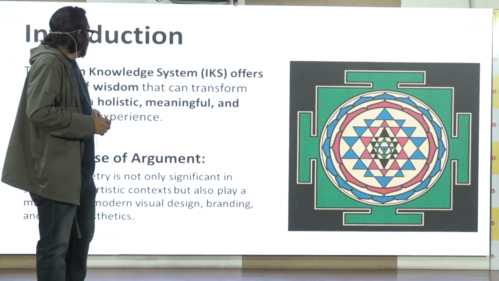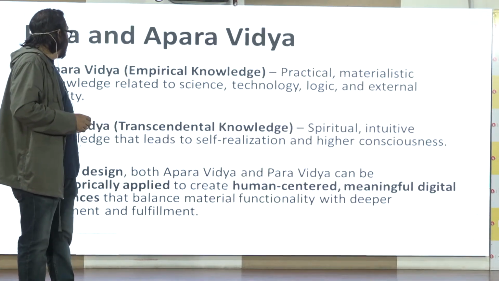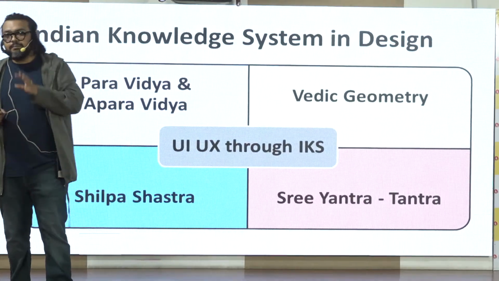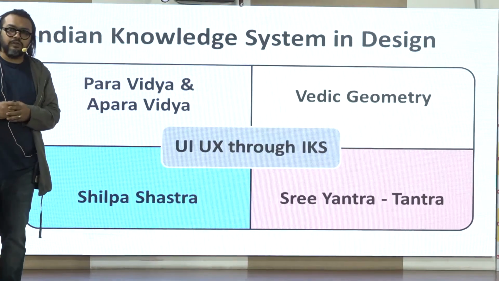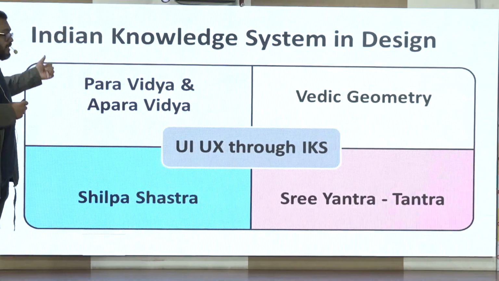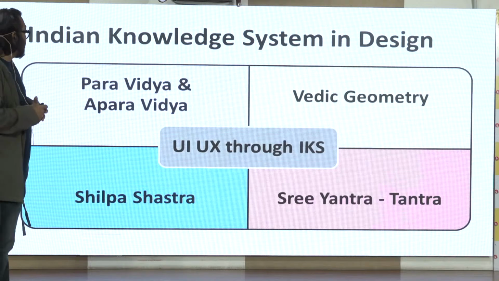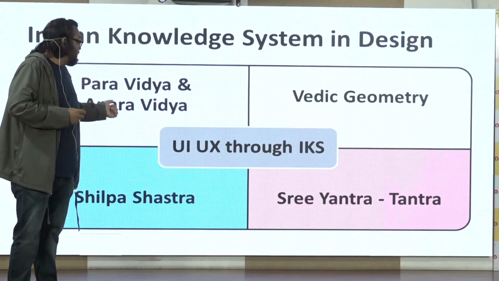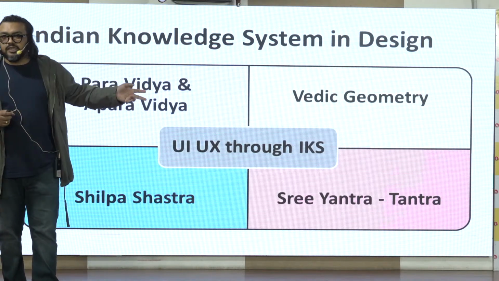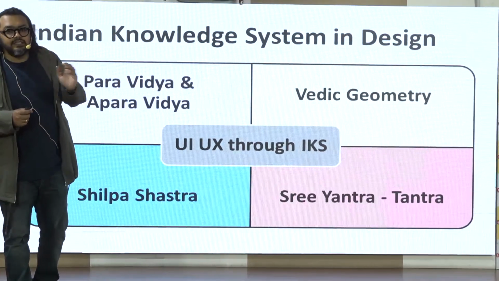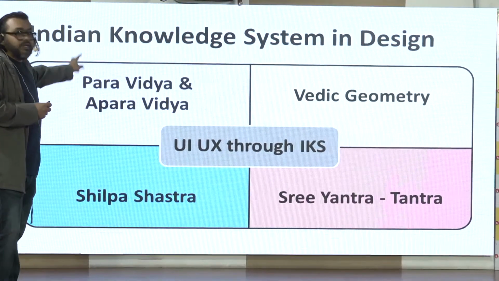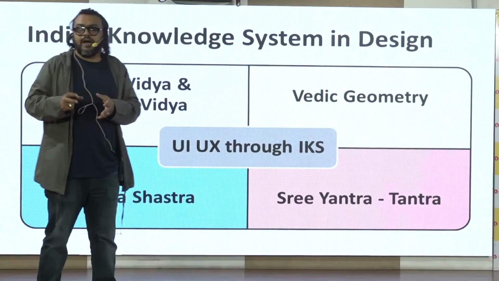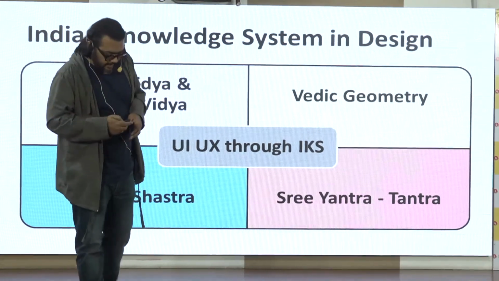So, on that note, the key premise for my argument will be 4-part. One is the Paravidya or Aparavidya. Second is the Vedic geometry. Third will be Shilpa Shastra. And fourth will be Sri Yantra. But for now, connecting UI UX, I'll be connecting only with the 2 points, Paravidya, Aparavidya, and Sri Yantra, which is part of Tantra as well.